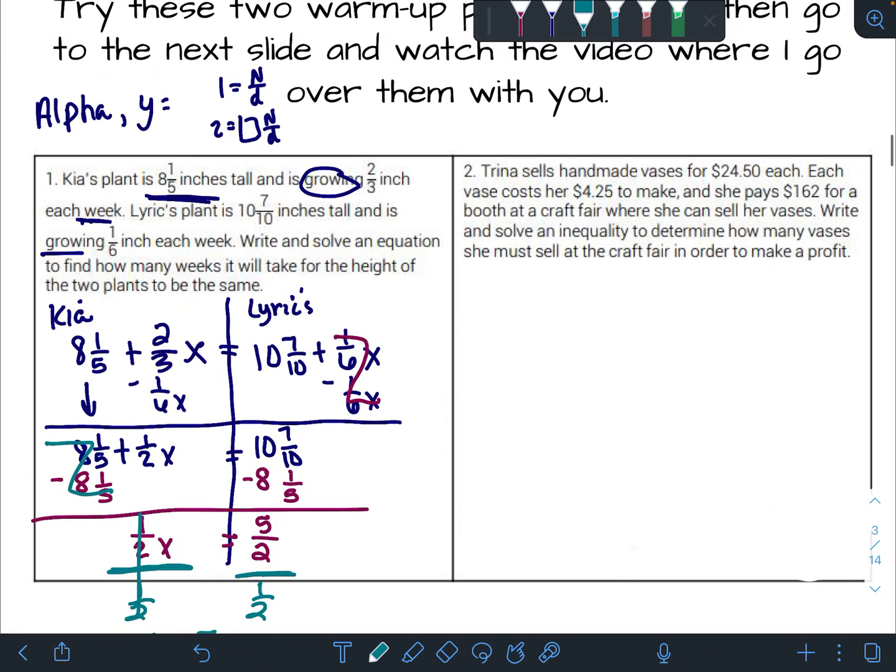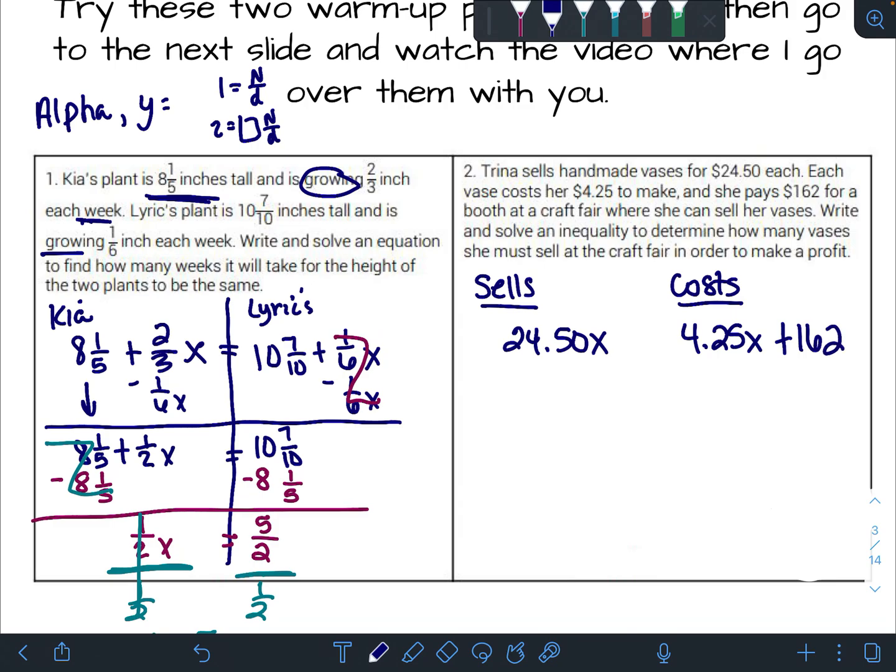Now, over here with Trina sells vases, so she sells them for $24.50 each. I know that's a rate. They cost, so her cost to do anything is $4.25 for each one. And then she has to pay a one-time fee of $162 for her craft fair. So I want to know, we do not have to solve this. I'm just going to write the inequality on when she will have a profit. So how many vases she has to sell for her to have a profit.